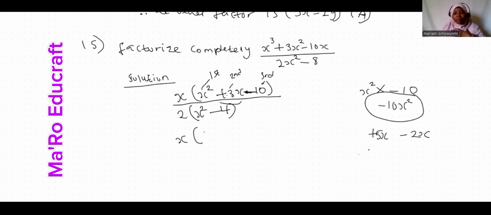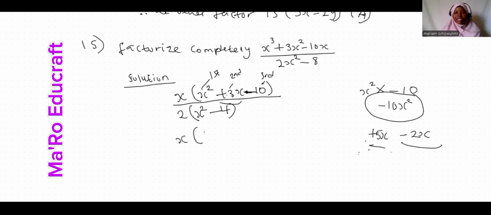So I'm having 5x, and I'm owing 2x. When I give out from my 5x the 2x I'm owing, what will I have left? I will have 3x left. So plus 5x minus 2x is plus 3x, and that is the value of the second. Is this plus 3x? Is that what we have here? Good, and that is what we have here. So therefore, our two factors are plus 5x and minus 2x.